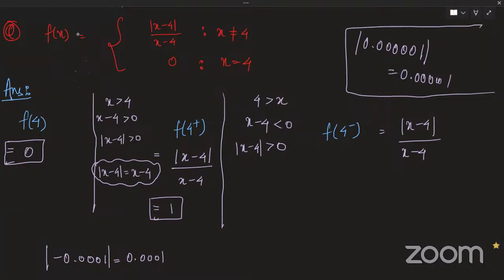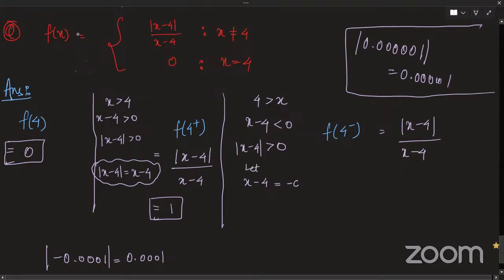So if I am assuming that my x minus 4 has a value minus c, what will be my mod of x minus 4? It will be equal to c. So what is this thing, the answer? Minus 1. Correct. Answer is minus 1. Absolutely.